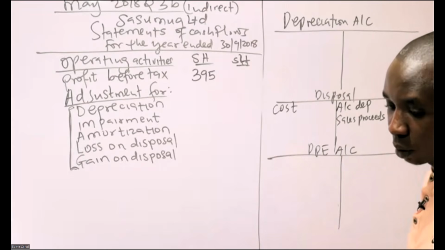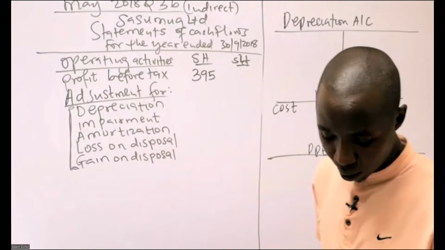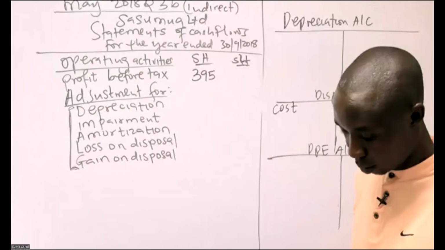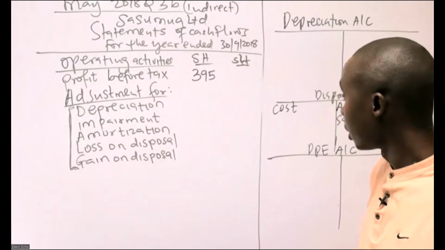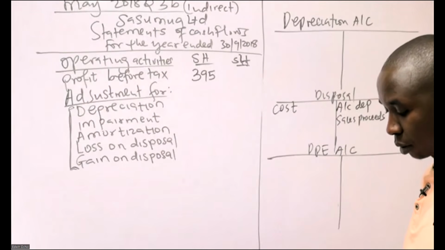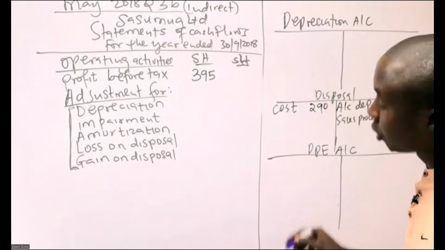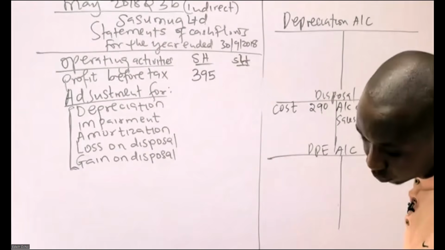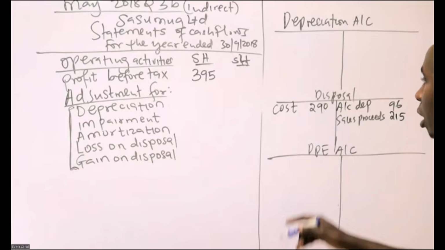So the cost of the asset which was disposed is, from that question, how much did they say the cost is? 290. Yes, 290. Accumulated depreciation is 96. Then the disposal proceeds amounted to 215. So do we have a gain or a loss?